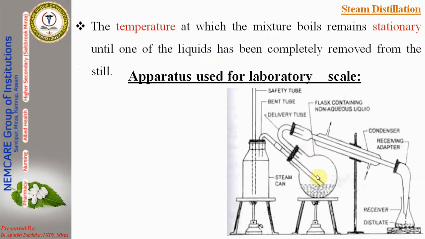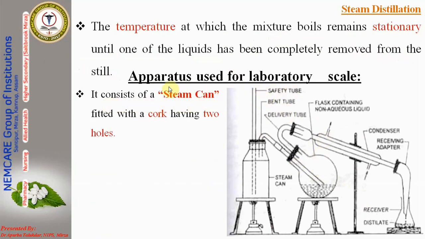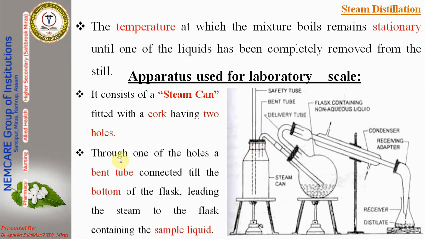So this is the apparatus which we are going to use on the laboratory scale. It consists of a steam can fitted with a cork having two holes. Through one of the holes, a bent tube is connected down to the bottom of the flask, leading the steam to the flask containing the sample. Here you can see the bent tube, fitted till the bottom of the flask where the sample liquid we are going to heat is.